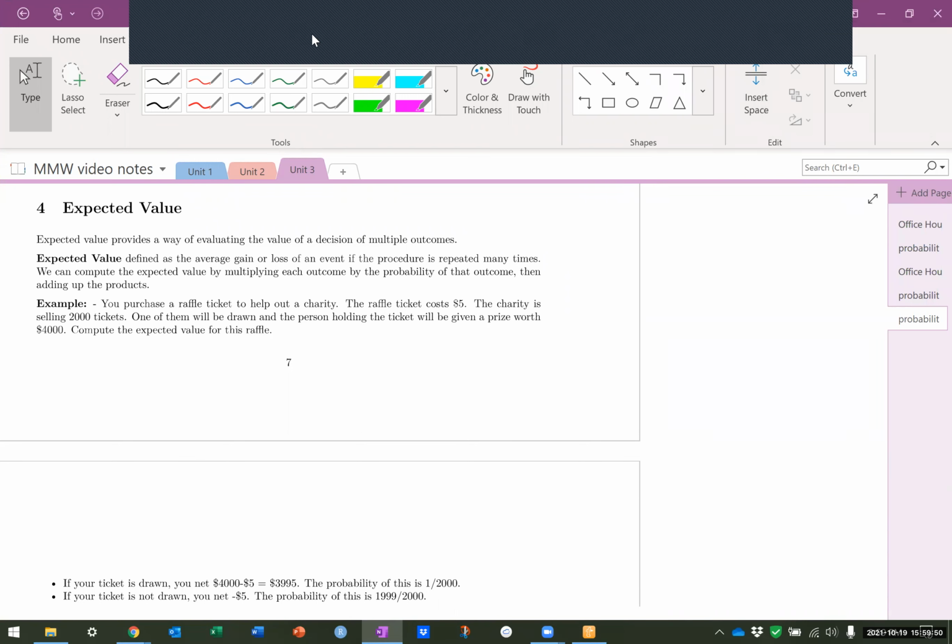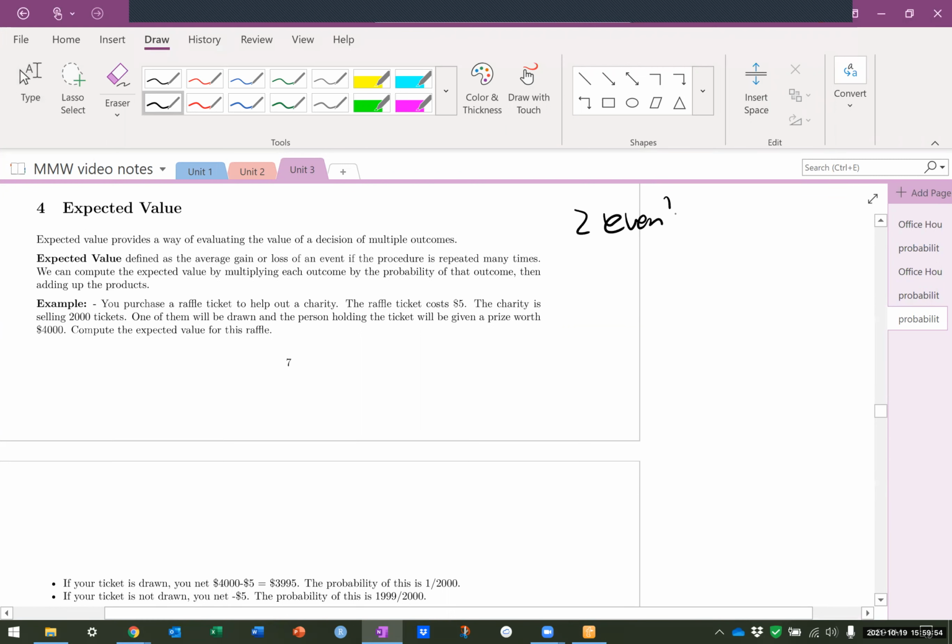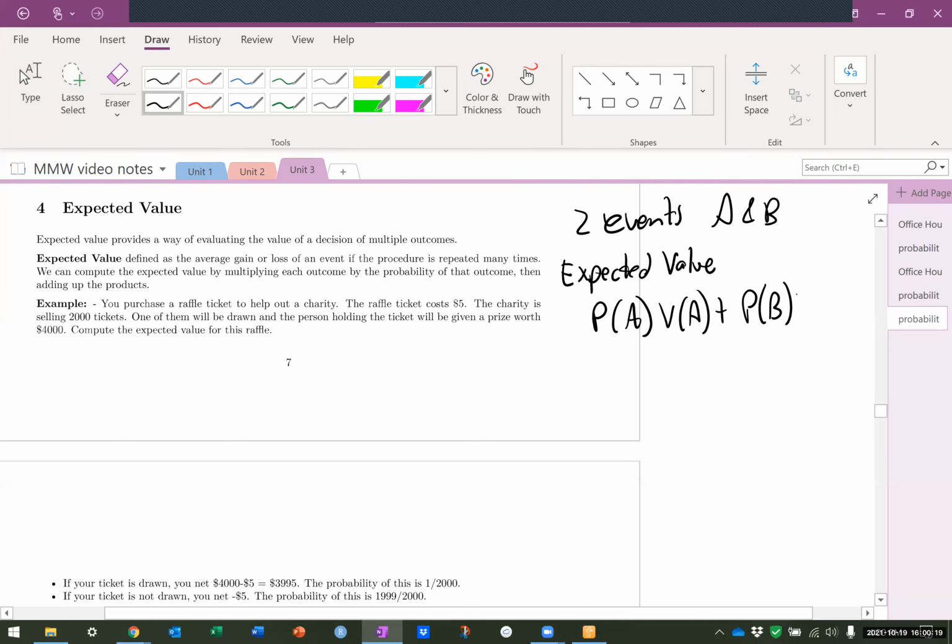Pretty simple formula. Say you have two events, A and B, and you're making a decision, and either one of those events is going to occur. Either you gain some money or lose some money. And so the way to figure out the expected value, the formula goes: probability of A times the value of A plus the probability of B times the value of B. Really, it's a weighted average.